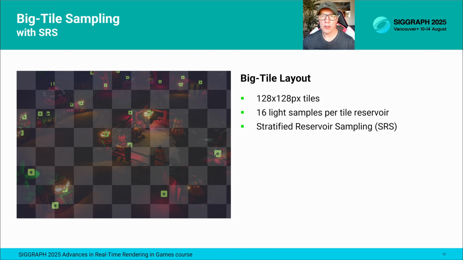For the sampling, we use Stratified Reservoir Sampling. SRS is a without-replacement sampling algorithm that ensures we don't have light duplicates in the big tile reservoirs and that we use the reservoir space efficiently, which is important to maintain a diverse and representative set of lights for each big tile. SRS can also be implemented efficiently with pixel shaders because each reservoir slot is independently sampled.